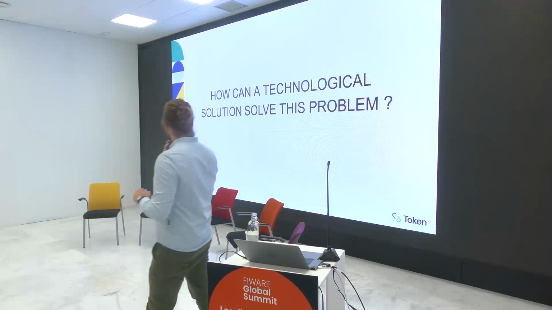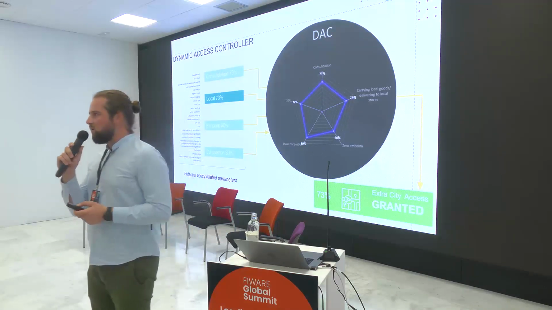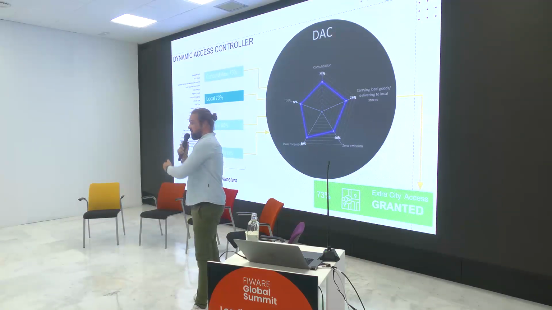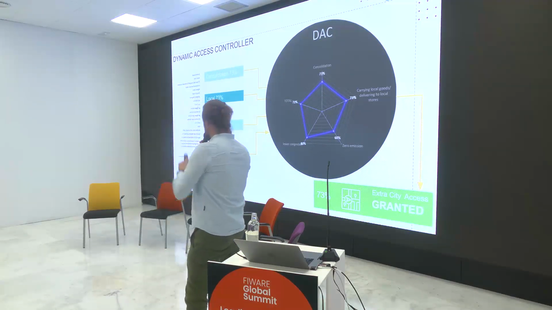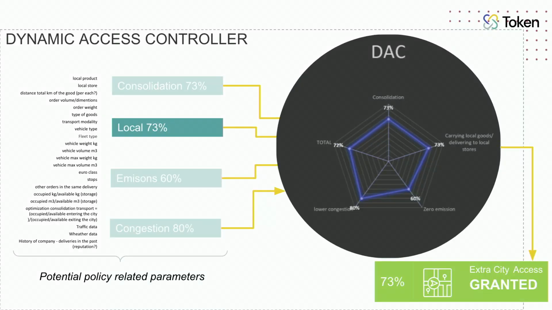What did we introduce? We introduced the dynamic access controller. It's a controlling system which can be based on various parameters that are important for the city. For example, consolidation can be a policy measure that the city wants to motivate. In our case, we took a very simple rule: is a good local or not? And if the good is local, you get extra access. And the whole process, the whole value chain, from a good being produced on the field to the delivery in a restaurant, as you saw in the movie, that has been digitized, automated, and connected.